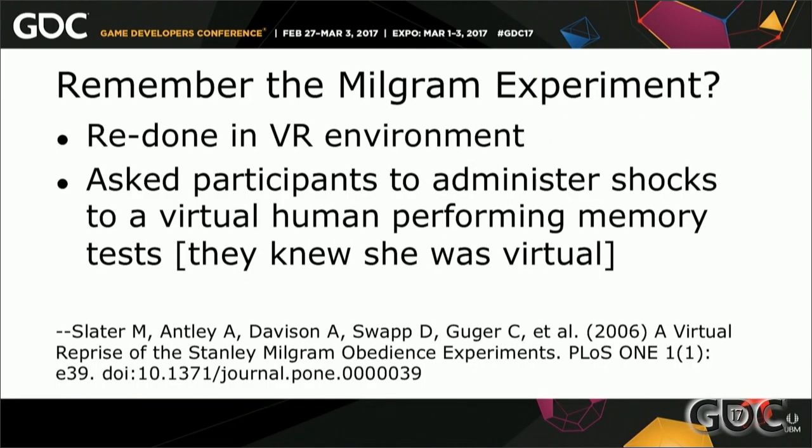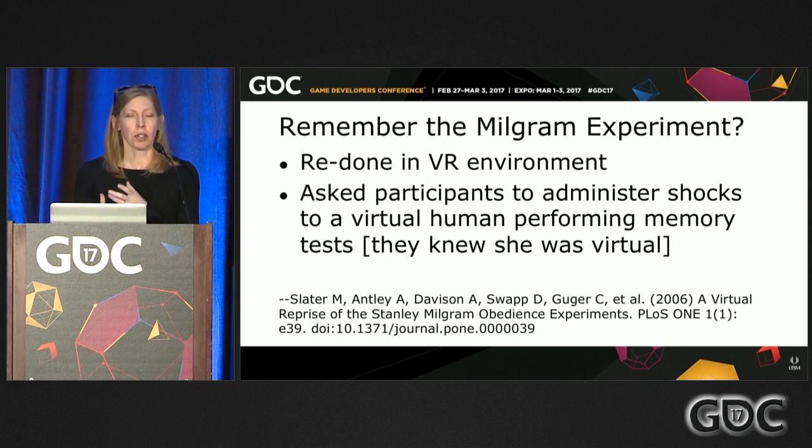Remember the Milgram experiment with the shocks that I told you about? Somebody redid this experiment in VR in 2006. What they did was ask people to administer shocks to a virtual human. Some people saw the virtual human, and for others it was just text communication. But the testers knew this was a fake person. They were told we're seeing how the application of pain applies to learning with virtual humans. I don't know how that would apply, but this is what they were told. And interestingly, even though they knew it was fake, they reacted bodily as if this person was real.